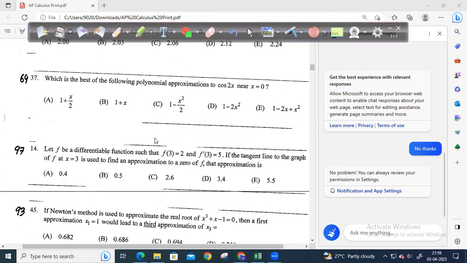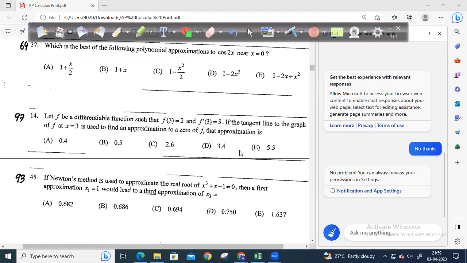So we'll do this question, but definitely we can all do the 14th question. Just look into the 14th question. They gave the f of 3 value, they gave the f dash 3 value. If the tangent line to the graph of f at x is equal to this, you should find the approximation to a 0 of f.